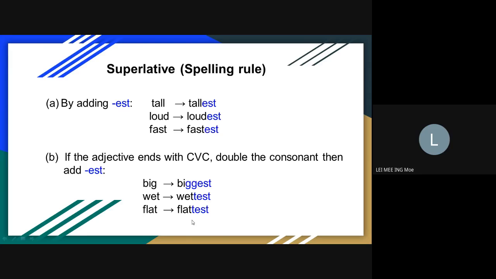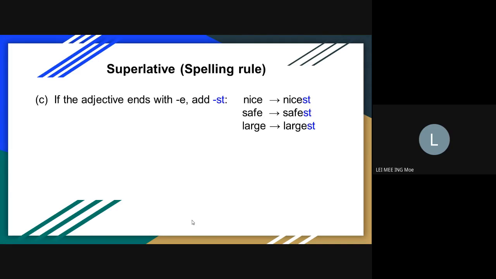Now we look into rule number 3. If the adjective ends with E, you add st. So nice, the last letter here is an E, you plus st. Nice, nicest. Safe, E, you plus st. Safe, safest. Large, the last letter here is an E, you plus st. Large, largest.